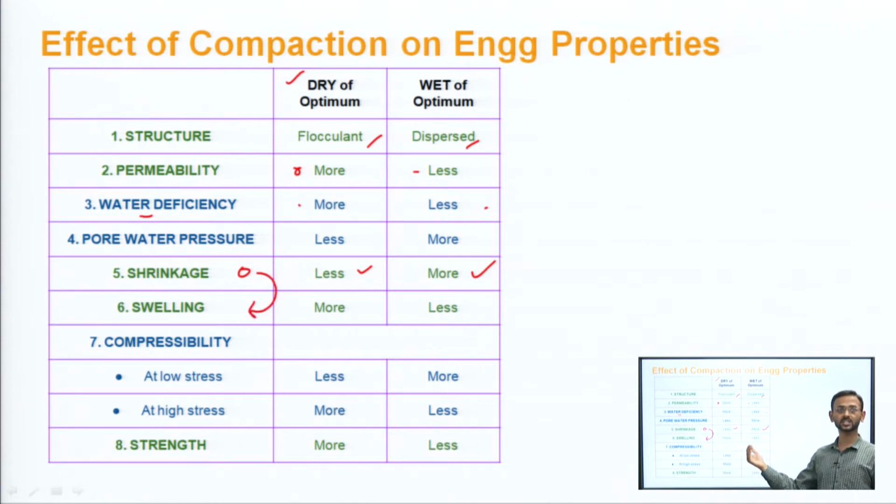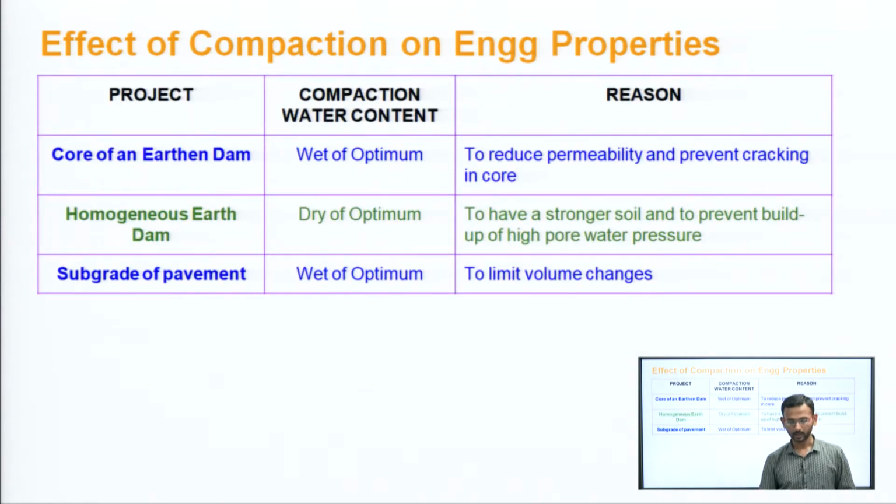And when we talk about compressibility, we have discussed the two cases, that is the low stress and the high stresses. At high stresses the structure of the soil gets broken down, and then the compressibility will be slightly more in this case. When we talk about the strength, it is obviously slightly more on the dry of optimum, and on the wet of optimum the strength is slightly less as compared to dry of optimum. Now, where can you use these things?